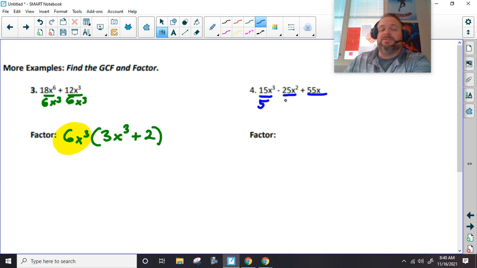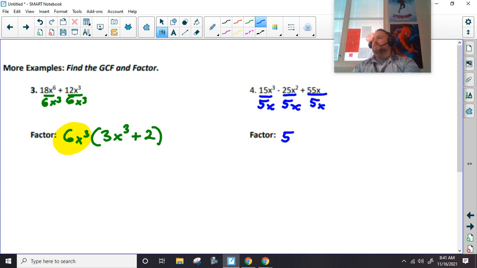5 is actually going to be my GCF of the numbers. It's going to be just x to the first because that's the smallest exponent. It's kind of weird, because with the numbers, it's the biggest number that you can divide out, but with the variables, it's the smallest power.